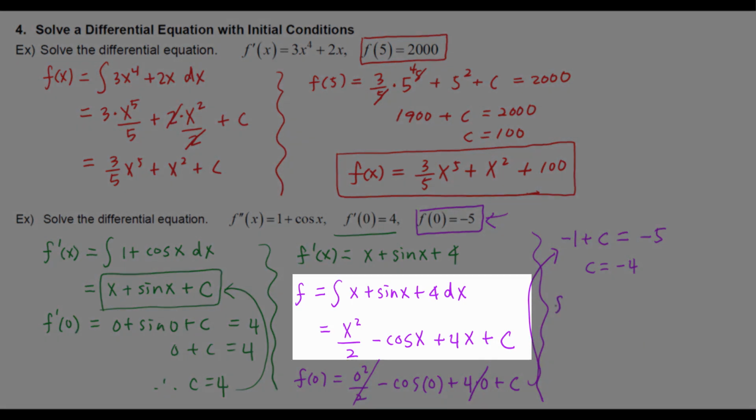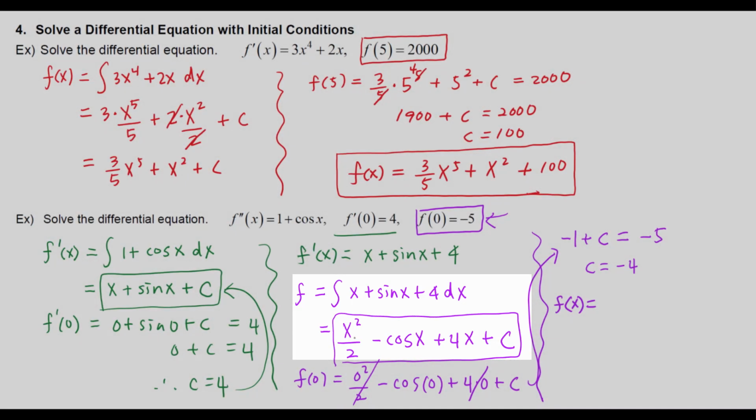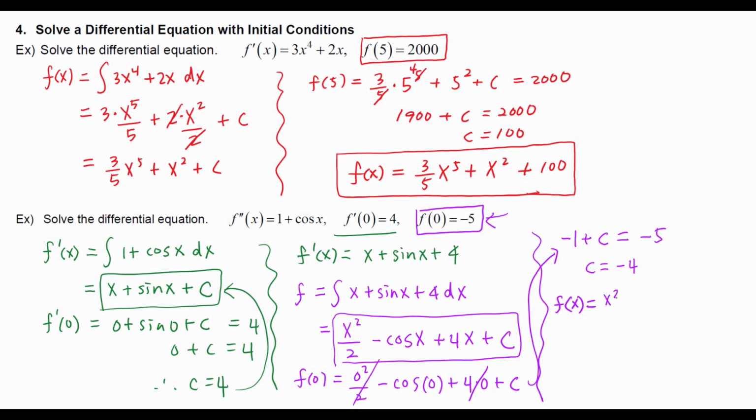So finally, my f of x is equal to, it is right here, and I need to just plug c in there. So that will be x squared over 2 minus cosine x plus 4x, and my c is negative 4. So you found your f of x. So you solved this differential equation.